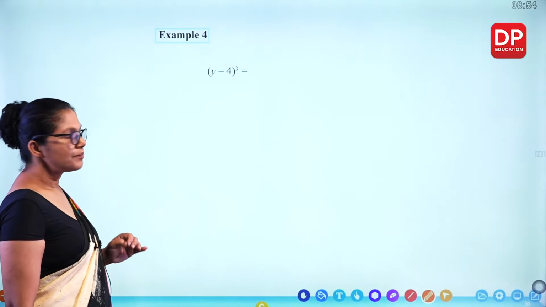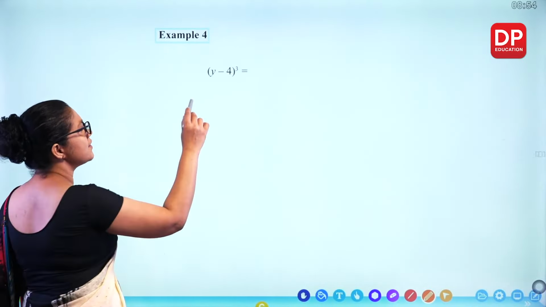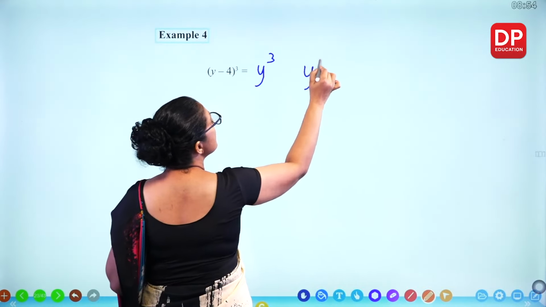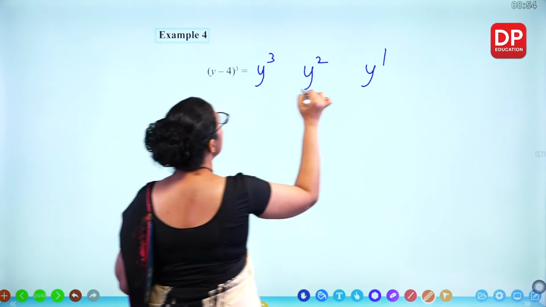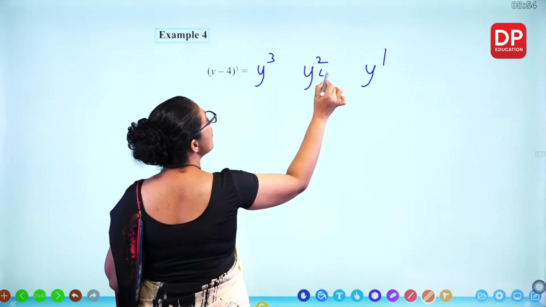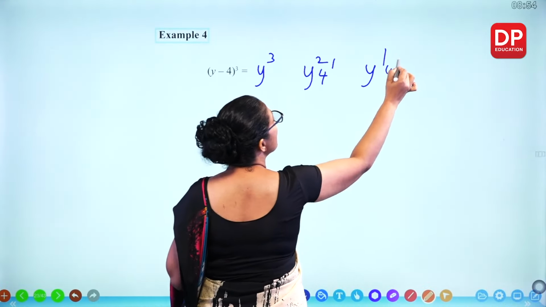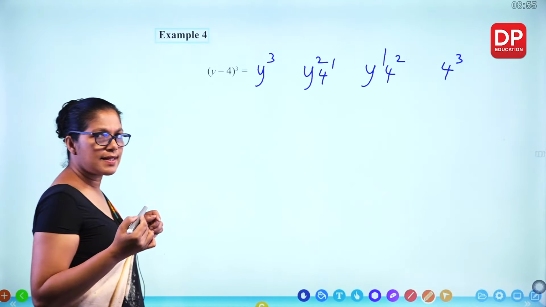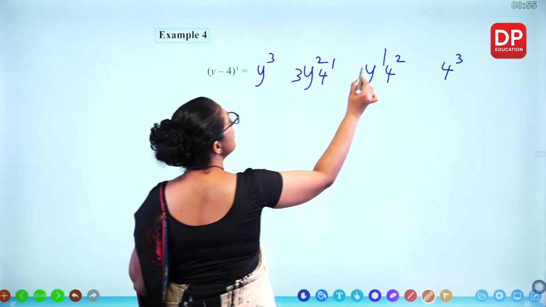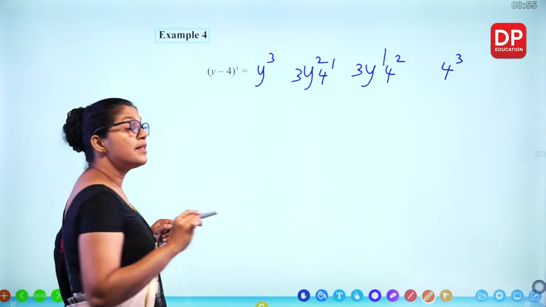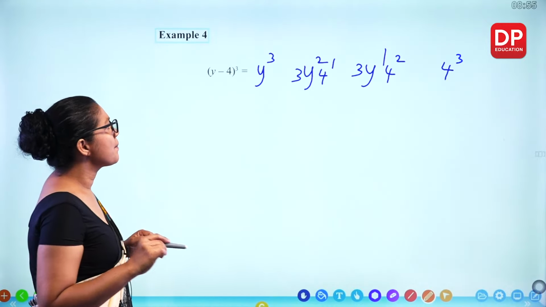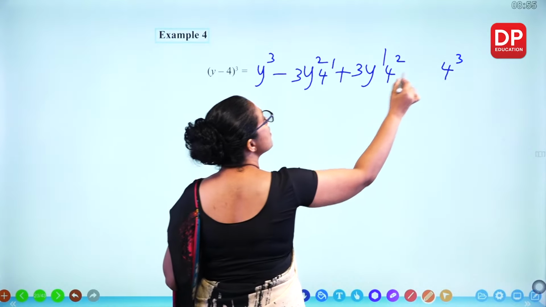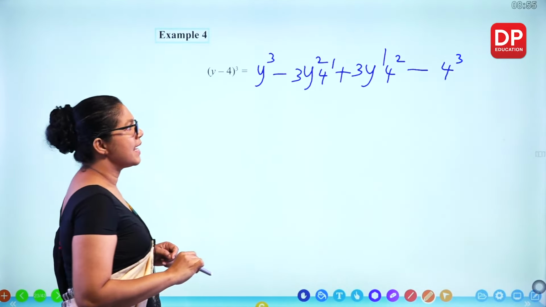This one, again, similarly, power 3 is there. Starting from power 3, power 2, power 1. Starting from 4, power 1, power 2, and power 3. Then what's the next step? You get 3 here, 3 there. And now this is minus. So what's the pattern? First term plus, second term negative, third term positive, last term negative.